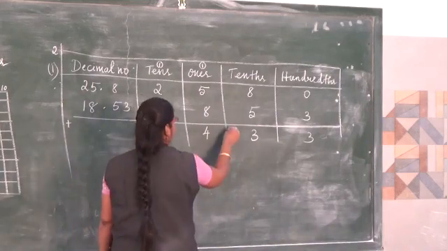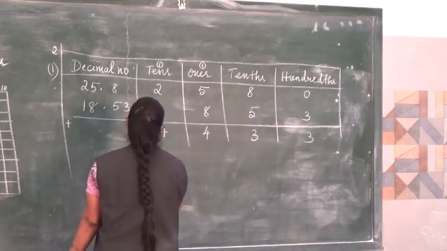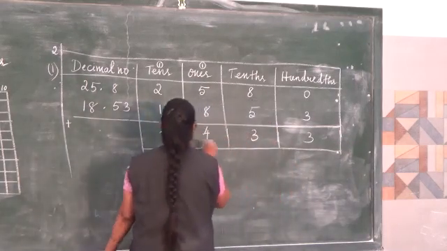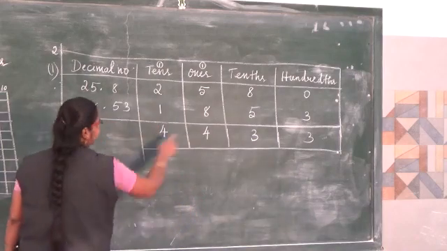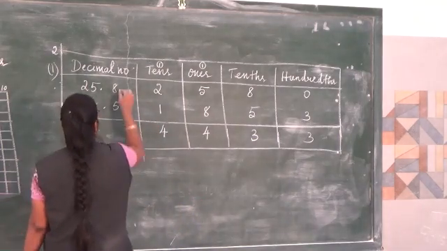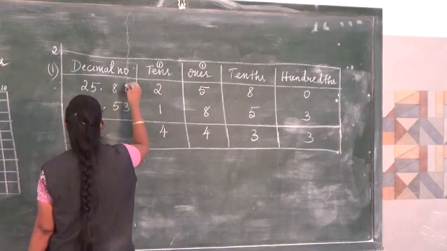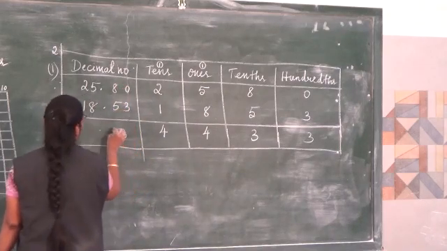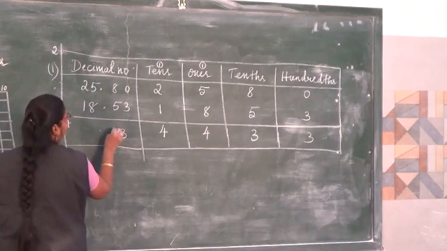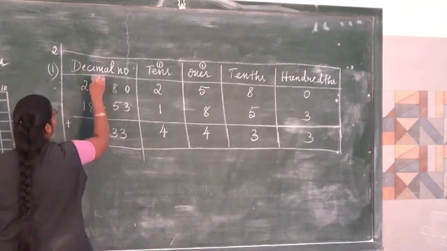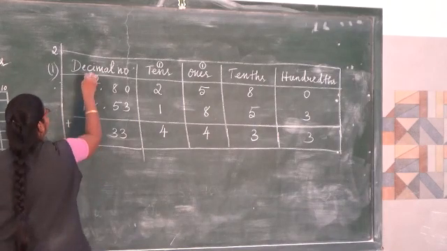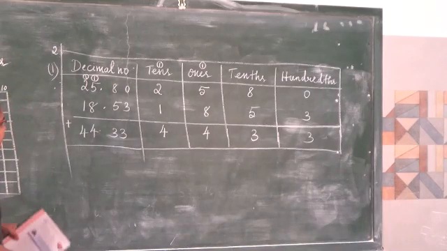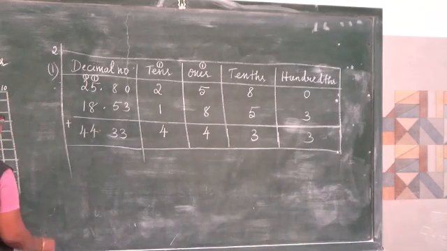So what is the answer for this? This is 44.33. You can check by the usual method. Here 0, if it is not there, you can add this also. 3, 8 plus 5, 13, 1 carry over, then 14, 1 carry over, 3, 4. So both the answers are the same. Okay.